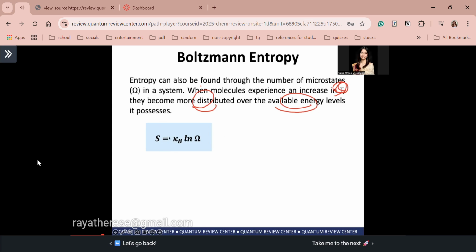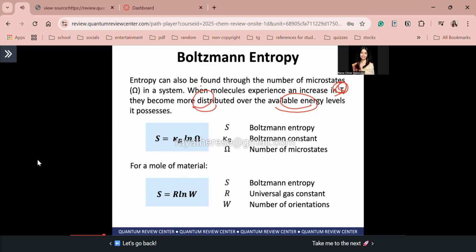And with that, we can obtain the Boltzmann entropy through this equation. Boltzmann entropy S is equal to the Boltzmann constant times ln omega, okay? Where S is equal to the Boltzmann entropy, Kb is equal to the Boltzmann constant, and omega is equal to your number of microstates. O diba? Very straightforward. Guys, possible na lumabas ito sa board exam. Okay? Now, another way to determine the Boltzmann entropy is through the mole of a material, okay? So that is Boltzmann entropy equal to R, which is just your universal gas constant, times ln W. When we say W, guys, that is the number of orientations.